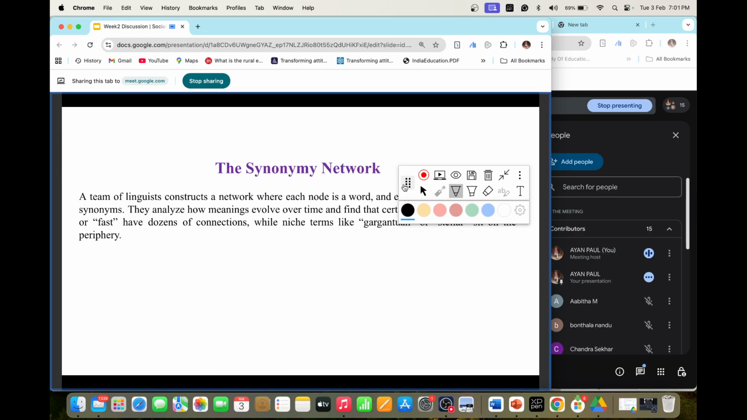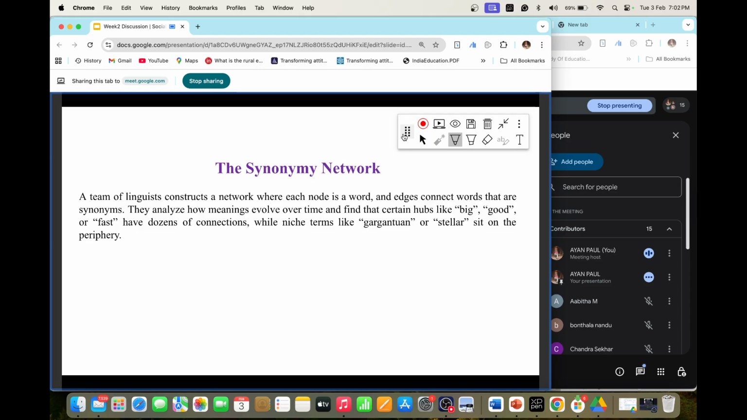Now let's move on to our second case, the synonymy network. A team of linguists constructs a network where each node is a word and edges connect words that are synonyms. They analyze how meaning evolved over time and find that certain words like big, good, or fast have dozens of connections, while niche terms like gargantuan and stellar sit on the periphery.